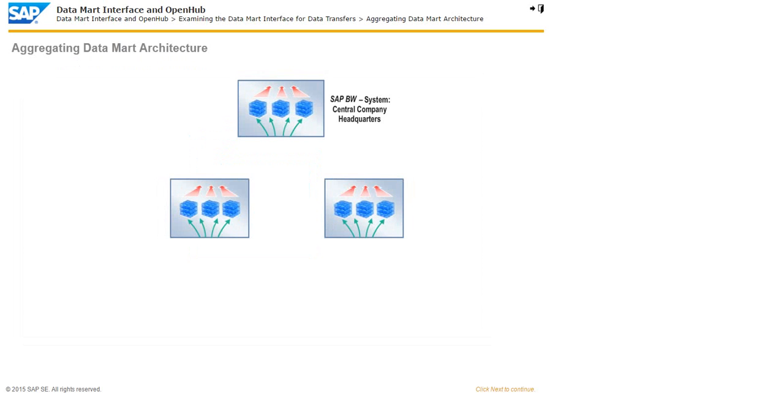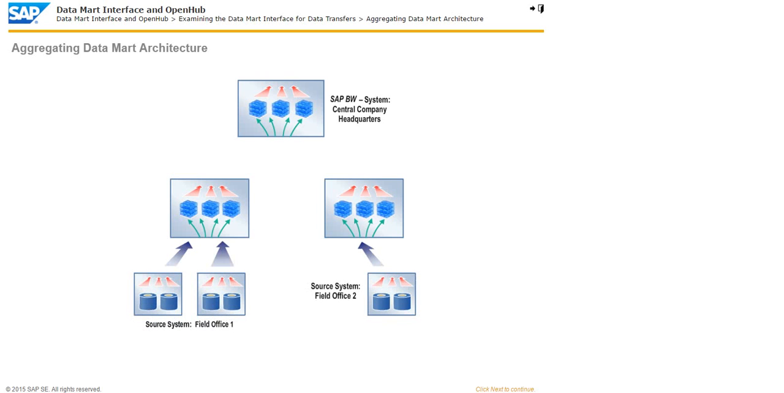With an aggregating architecture, also known as outside-in architecture, data is updated from one or more SAP BW systems to a central SAP BW system.